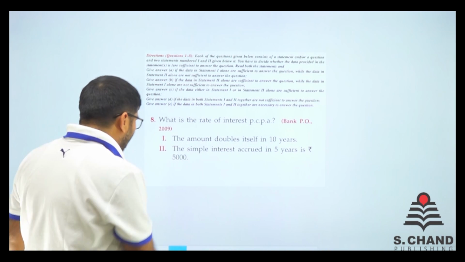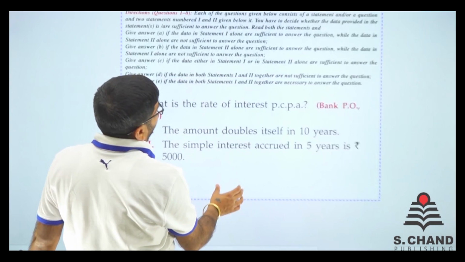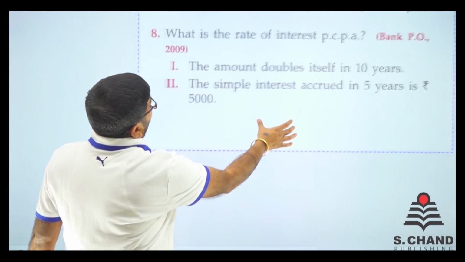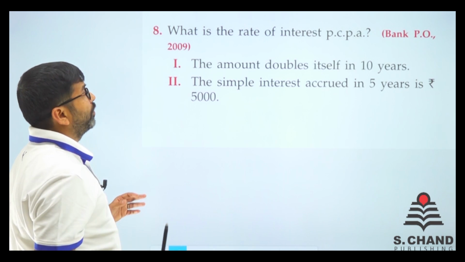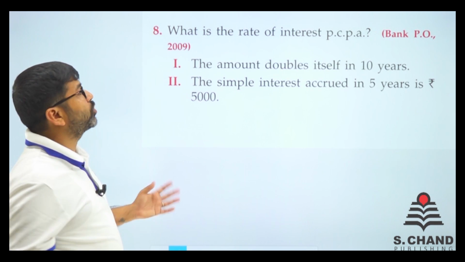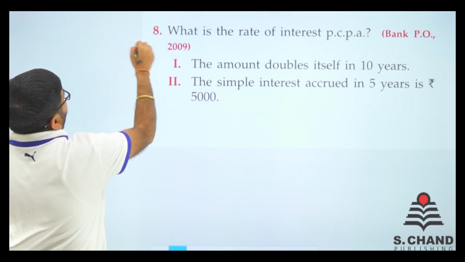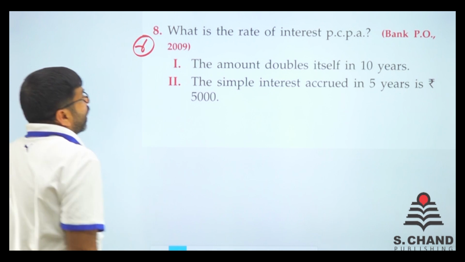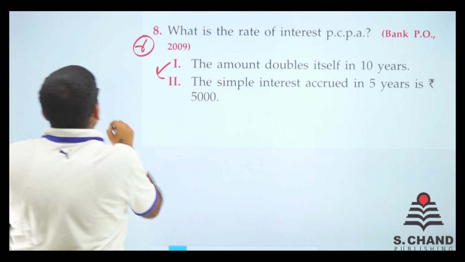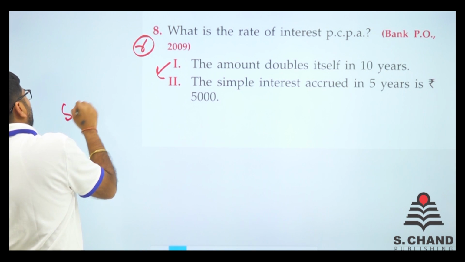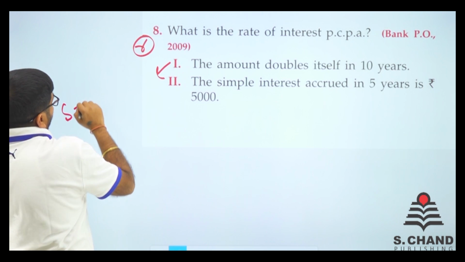Here we go. It is a bank PO question 2009, previous year. What is the rate of interest per annum? We have to find the rate percentage per annum. Rate of interest R we need to find out. The amount doubles itself in 10 years. The amount doubles. So say for example sum is that, and some SI.